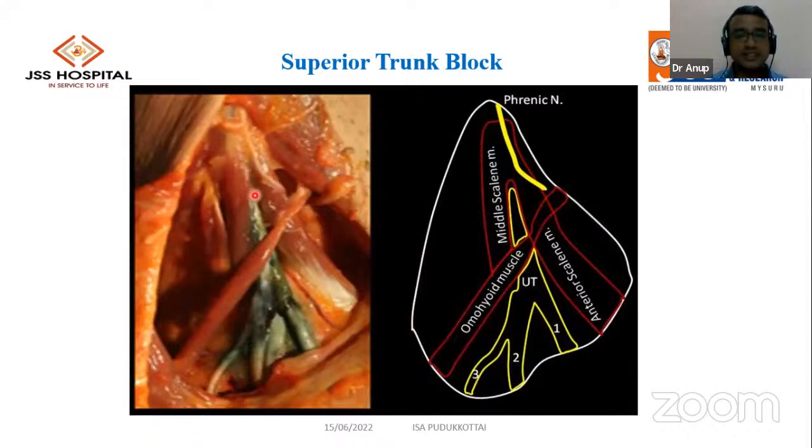So at this level, at the level of the cricoid, when we inject local anesthetic, the phrenic nerve always gets involved. But if we move down, see at this junction where the upper trunk is formed, the phrenic nerve has already dipped more medially and is away from our block. So the theory is that by depositing a low volume of drug in this region, we will safely avoid involvement of the phrenic nerve.